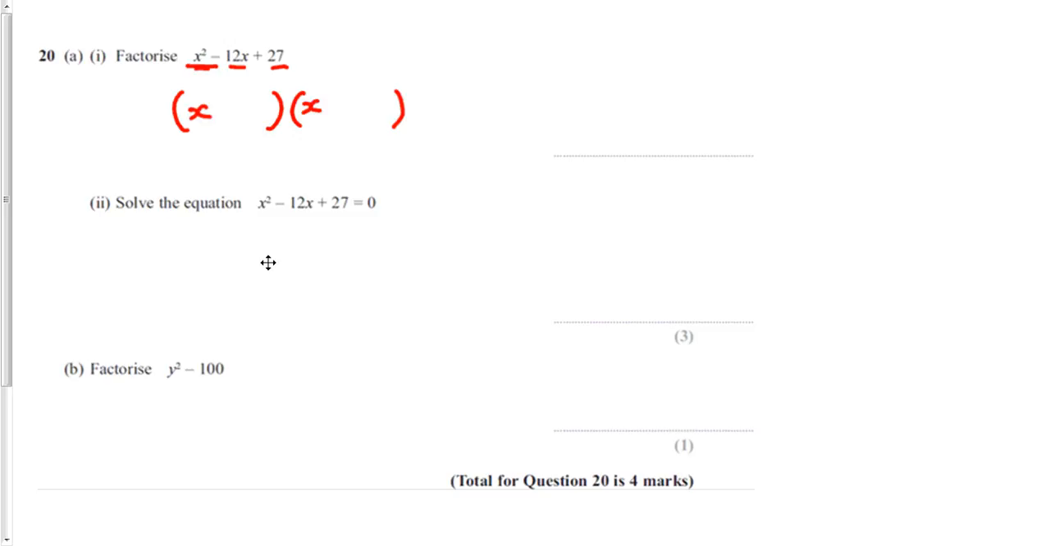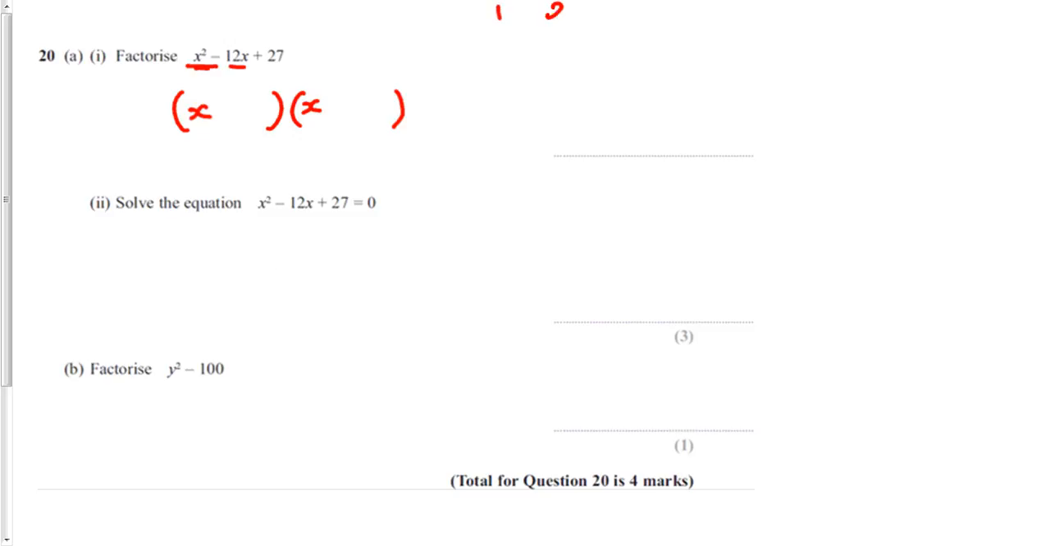The only time it might vary slightly is if you had 2x squared plus a bunch of things, in which case one of them would be 2x and the other would be a single x. But in this case we've just got a single x squared, so it's going to be x times x. Now the next thing is we look at the last number, which is 27. We need to find what multiplies together to make 27.